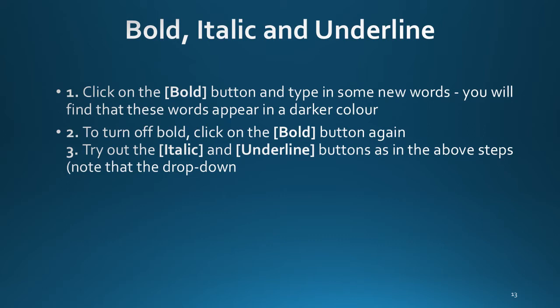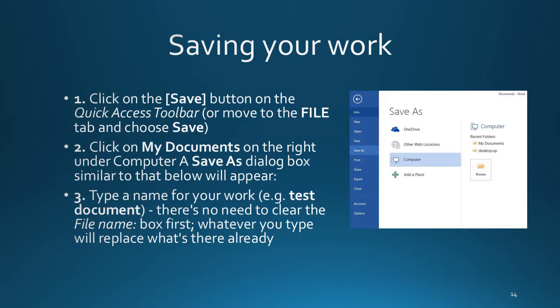bold, italic, and underline. 1. Click on the bold button and type in some new words. You will find that these words appear in a darker color. 2. To turn off bold, click on the bold button again. And 3. Try out the italic and underline buttons as in the above steps. Note that the drop down.